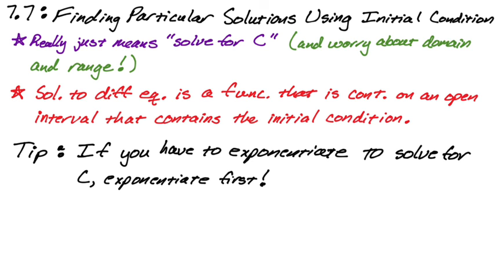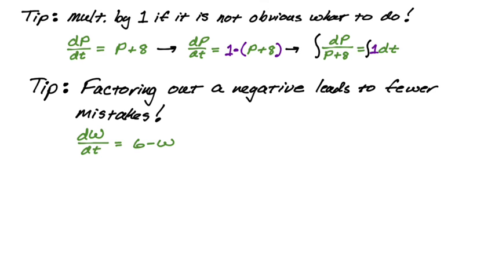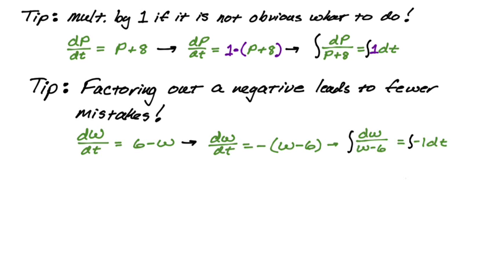The other tip I have: factor out a negative, because it leads to fewer mistakes. What I mean by that is specifically this type of differential equation, dw dt equals 6 minus w. So this is actually kind of like the last tip as well. There's nothing really obvious to be times t. So I'm going to rewrite the differential equation, just factor out a negative. dw dt is negative quantity w minus 6. Now, 2 things happen. It's kind of obvious that I get negative 1 dt on the right-hand side. And on the left-hand side, I get dw over w minus 6 instead of 6 minus w.